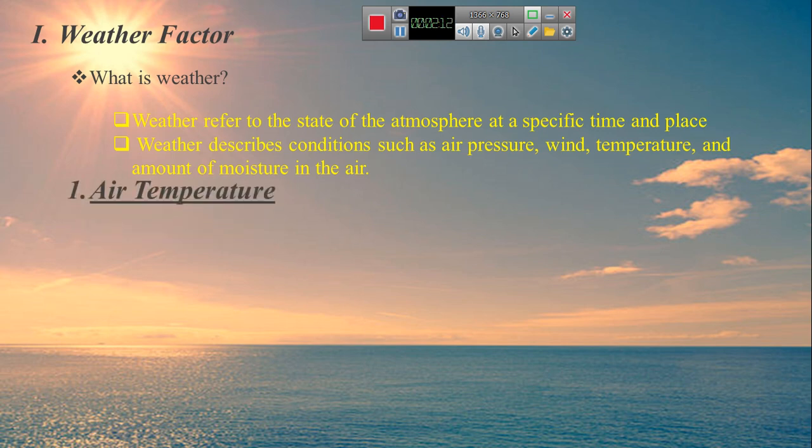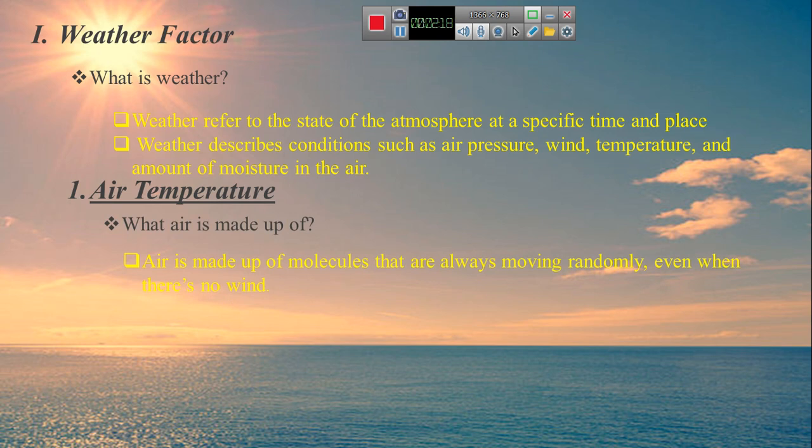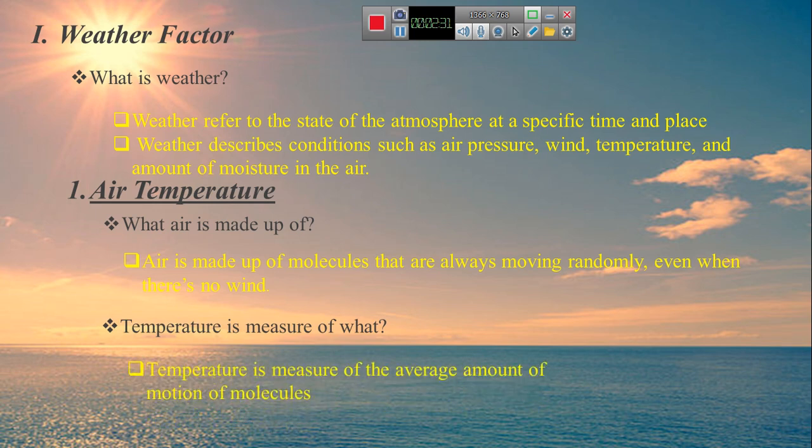Point 1, air temperature. What is air made up of? Air is made up of molecules that are always moving randomly, even when there is no wind. Temperature is a measure of what? Temperature is a measure of the average amount of motion of the molecules.